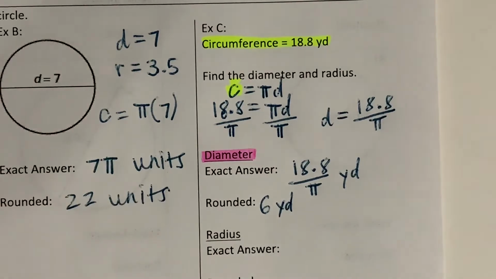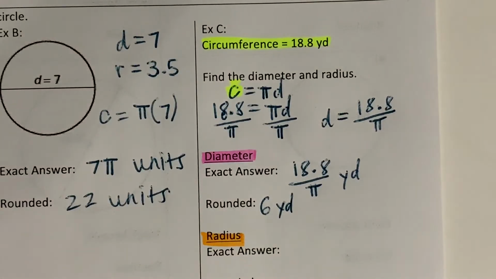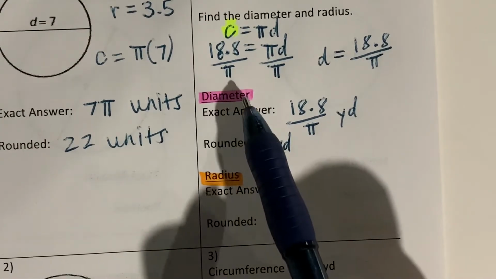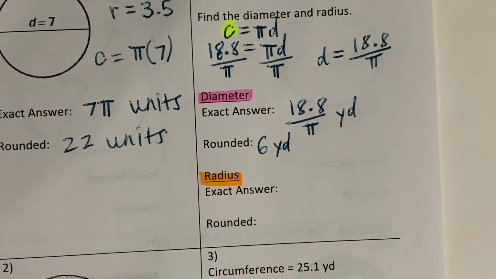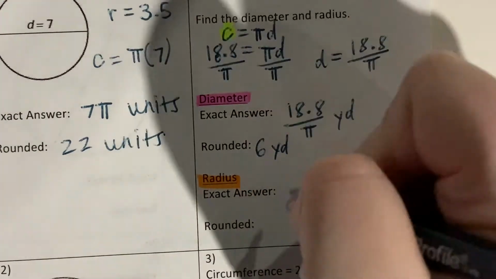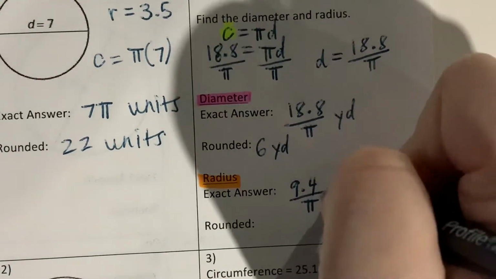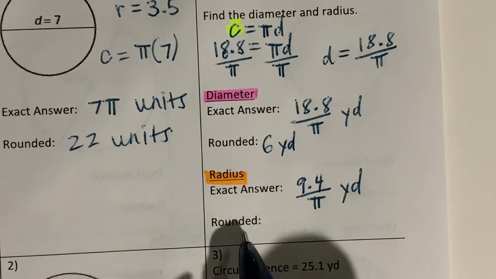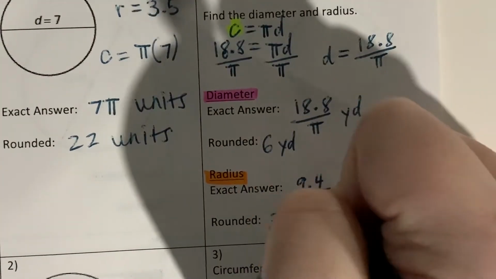Now that I did diameter, I'm also asked to find the radius. And for the radius, I need to take half of these numbers, right? Diameter is always twice my radius. So basically, I need to take these numbers and cut them in half. So if I do 18.8 divided by 2, I get 9.4. So 9.4 divided by pi yards for my exact answer for radius. And then my rounded answer, we're doing half of 6 or 3 yards.